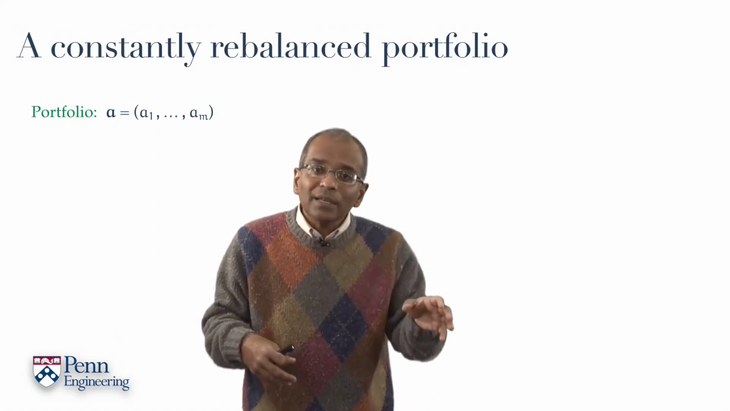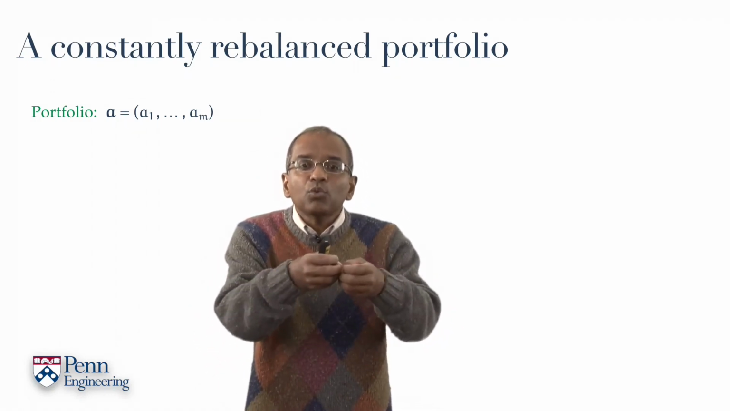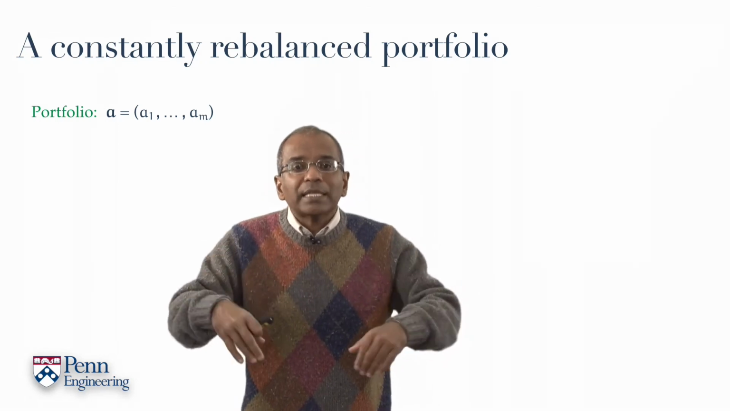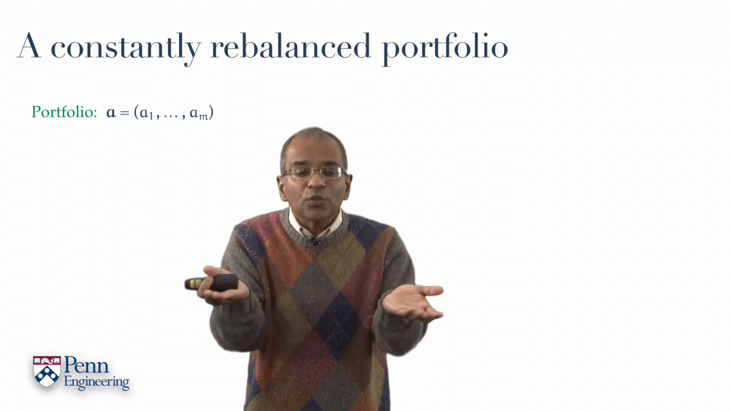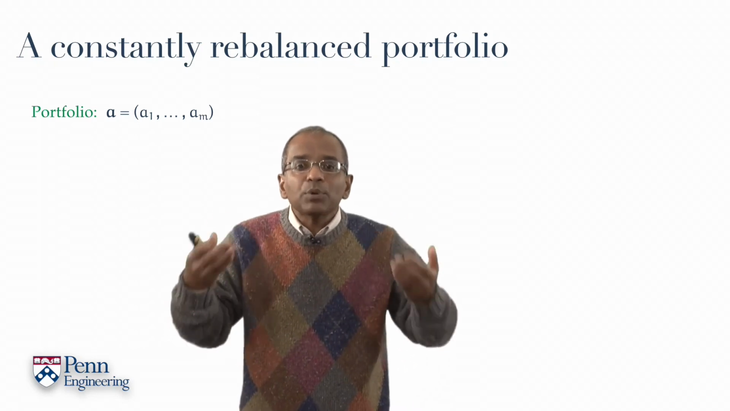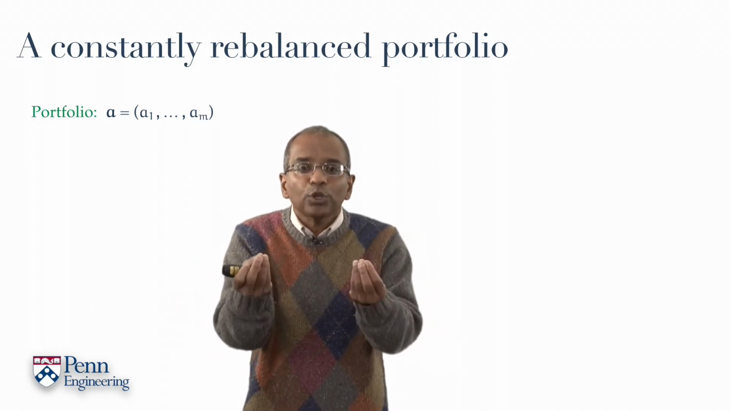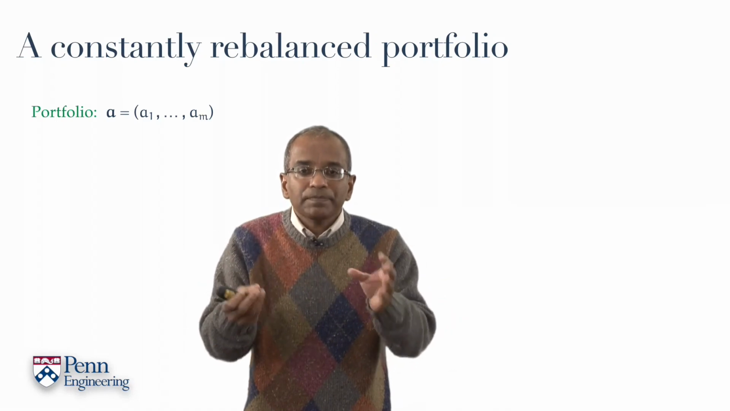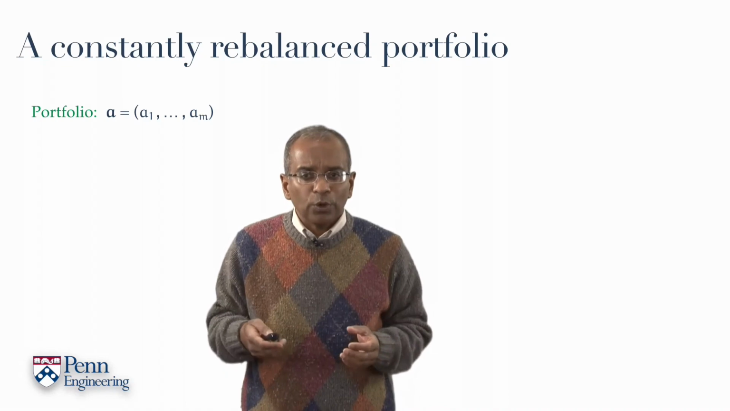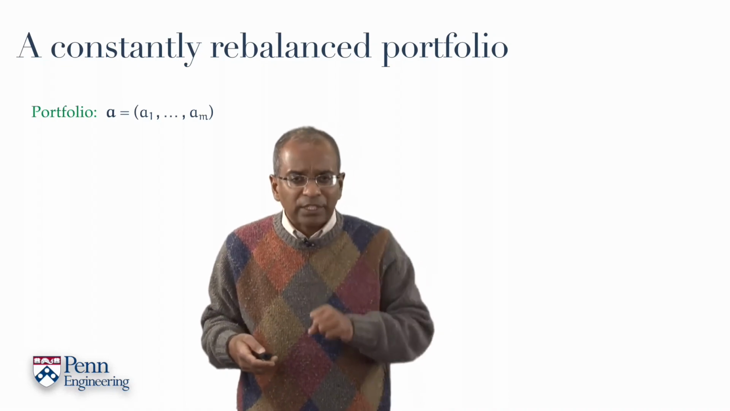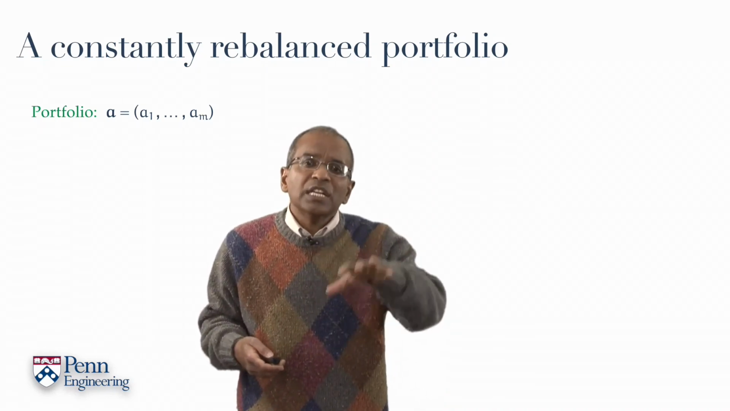Run it through another day, and we do the same thing again, rebalance the portfolio so that at the end of each day, the distribution of stocks, the allocation of stocks, stays in the same proportion as given by the portfolio choice A. Okay, so this is the setting of a constantly rebalanced portfolio. We're imagining, of course, this is not practical, but we are imagining we're doing this daily.